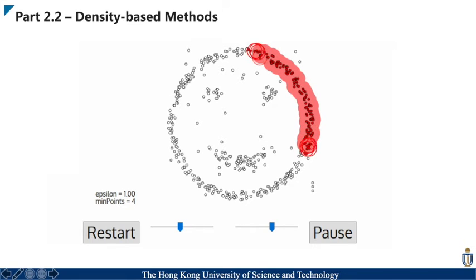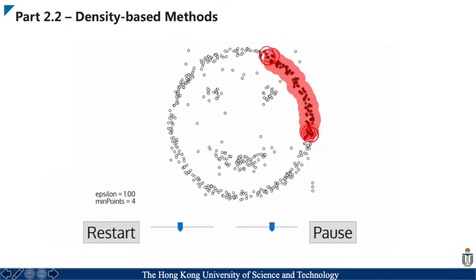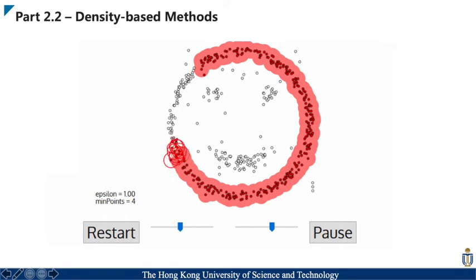Min points represents the minimal number of points required to form a dense region. An example is shown above. The DBSCAN algorithm can be abstracted into 3 steps. Step 1. Find the points in the epsilon neighborhood of every point, and identify the core points with more than min points neighbors. Step 2. Find the connected components of core points on the neighbor graph, including all lone core points. Step 3. Assign each non-core point to a nearby cluster if the cluster is within epsilon. Otherwise, assign it to noise.